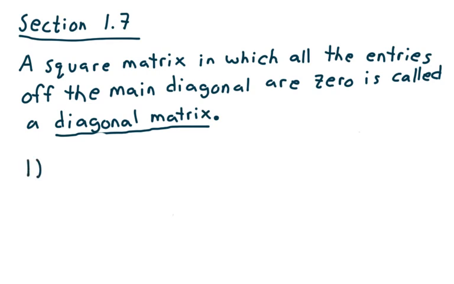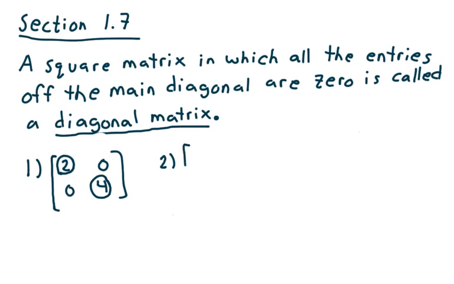Number 1. Suppose I give you the matrix 2, 0, 0, 4. The entries along the main diagonal are 2 and 4. But do you notice how the entries off the main diagonal are all 0? And so this is an example of a diagonal matrix.